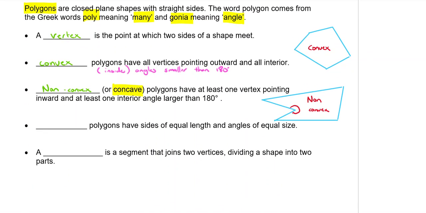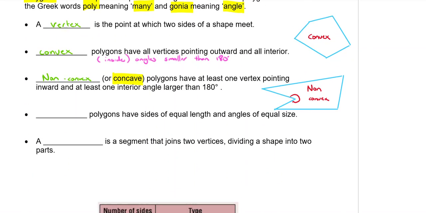Okay, next one. Regular polygons have sides of equal length and angles of equal size. So a very simple example of that would be your square, because all the sides are the same length and all the angles are right angles. Okay, but it could also be a pentagon, something with 5 sides, and it would have all the sides the same length and all the angles the same.